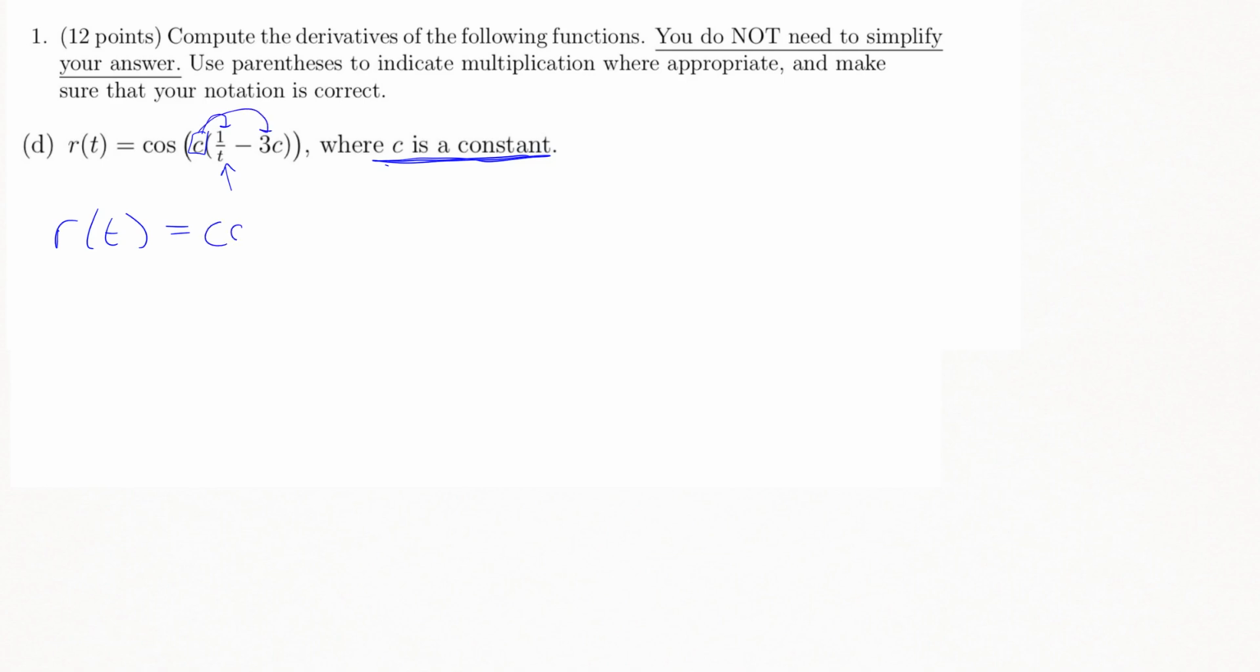So rewriting that, we would end up with the cosine of c times 1 over t from multiplying the c into that first piece right there, and then minus 3c squared. c times c is going to give us 3c squared. So the first move to get yourself going on a problem like this is to distribute that number through the inside parentheses there. We definitely don't want multiple layers of parentheses if we can avoid it.